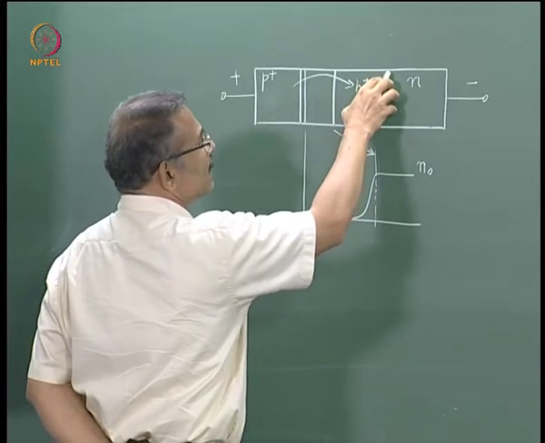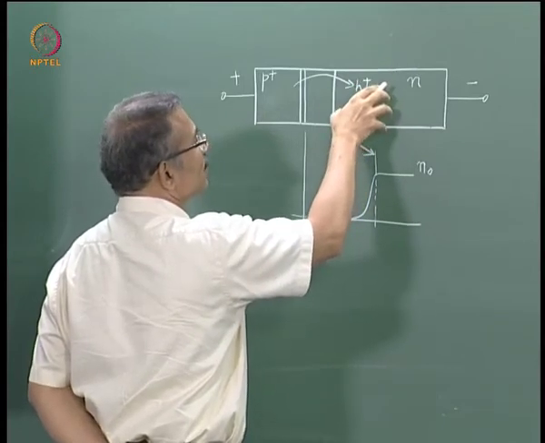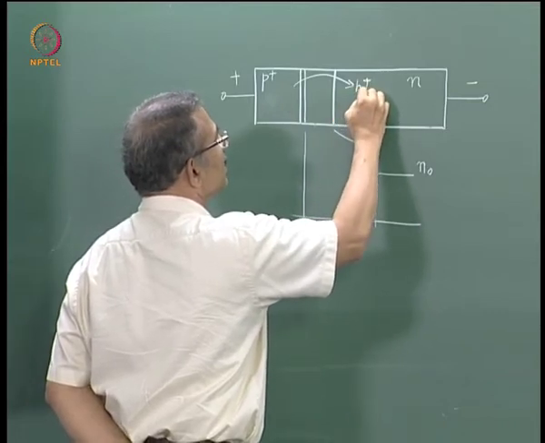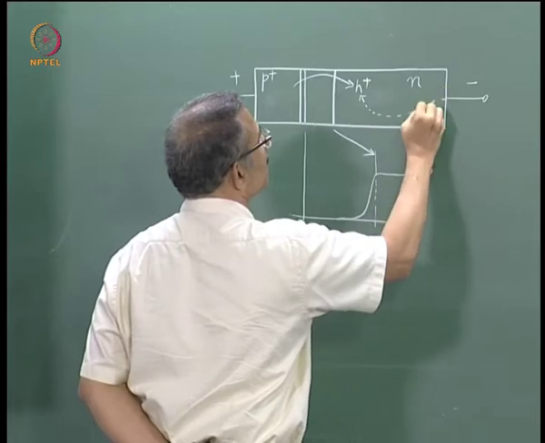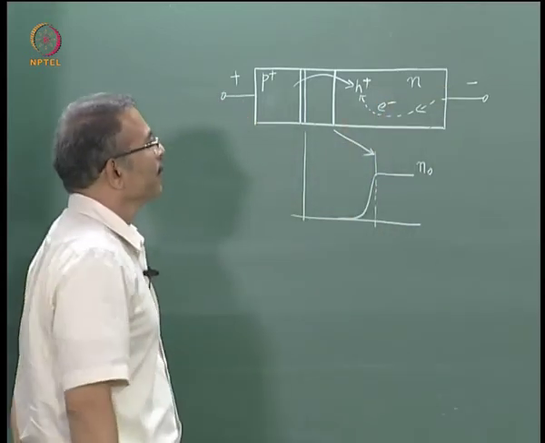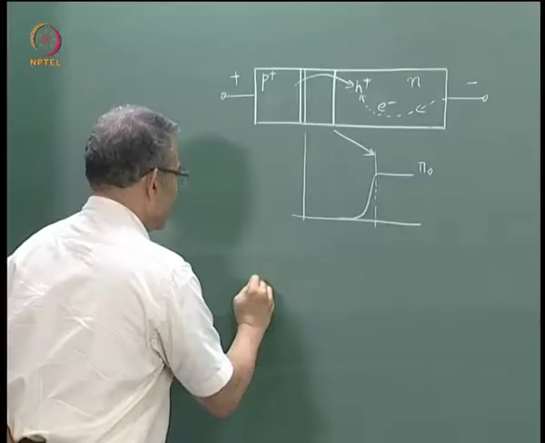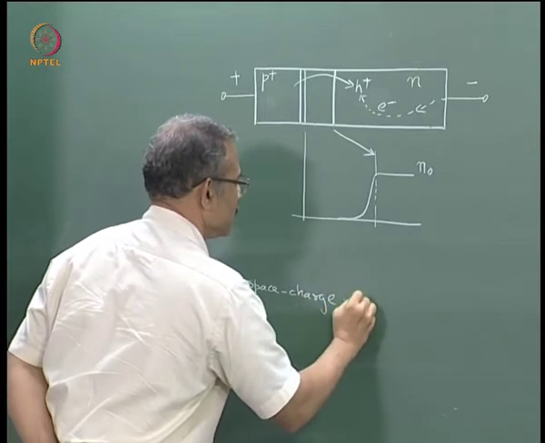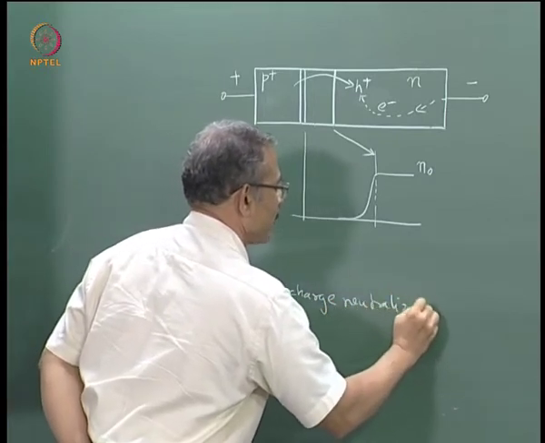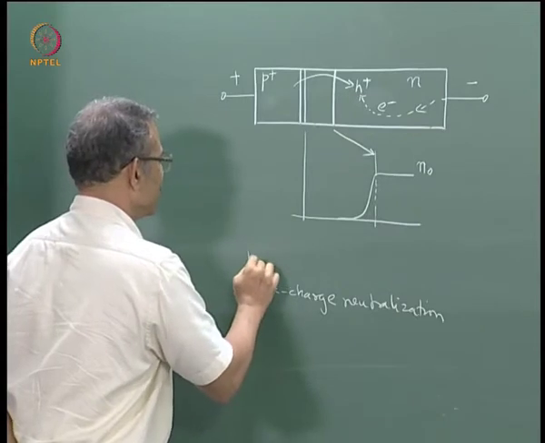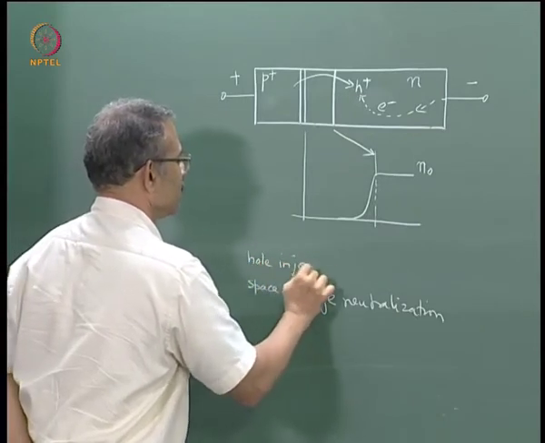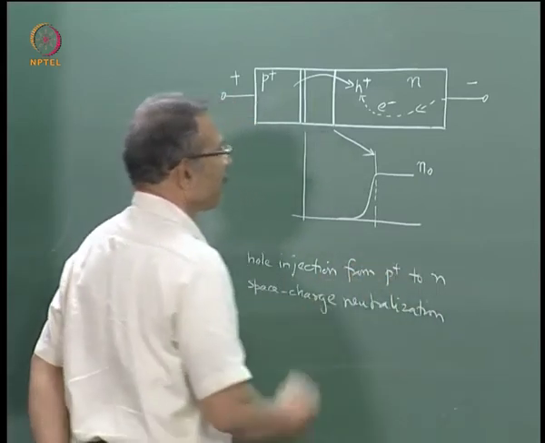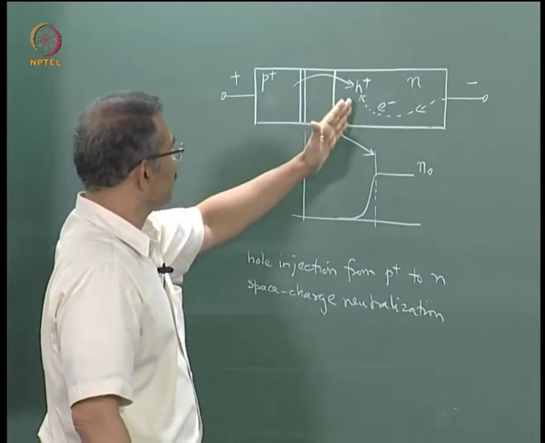Now once the holes are injected, there will be a space charge, and this space charge will be neutralized in a dielectric relaxation time because of electrons which are drawn in from the contact. So we can say space charge neutralization. Before that we can start with hole injection from p plus to n. Now there will be electron injection also from n to p.